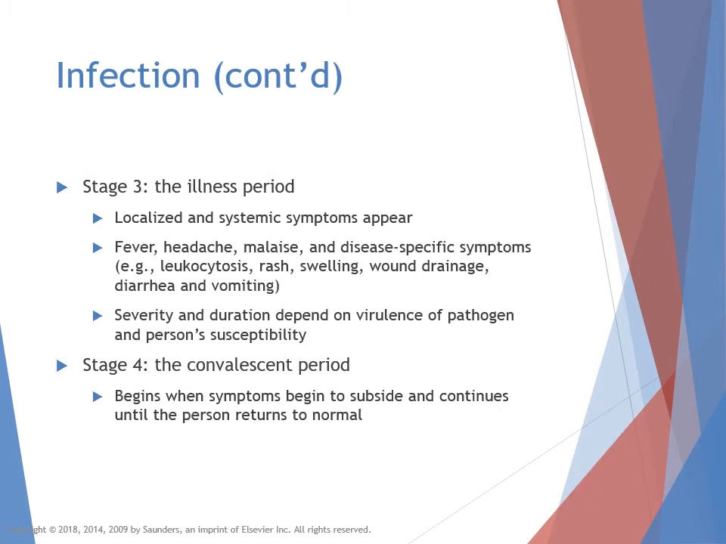Stage 3, this is the illness period. So they can have localized and systemic symptoms, fever, headache, malaise, that's just generally not feeling well, and disease-specific symptoms like leukocytosis, perhaps a rash, swelling, wound drainage, diarrhea, and vomiting. Some of these symptoms can appear. Severity and duration depend on virulence of the pathogen and person's susceptibility.